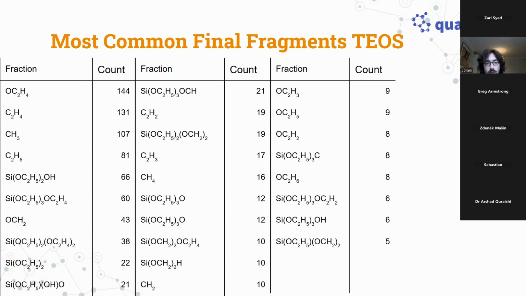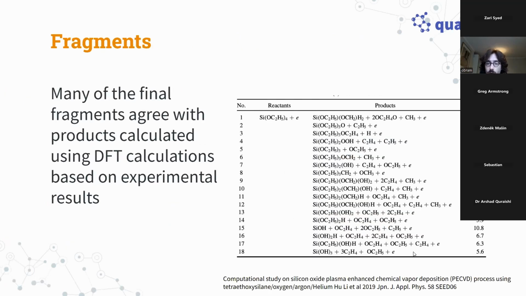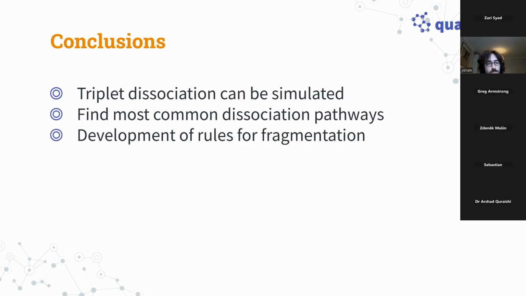And a lot of these nicely align with the set of proposed fragments that were calculated using DFT based upon some experimental results that were published in this paper down here. There's a slight discrepancy in the hydrogens and the way that we're calculating these final fragments. It's still quite a preliminary method.